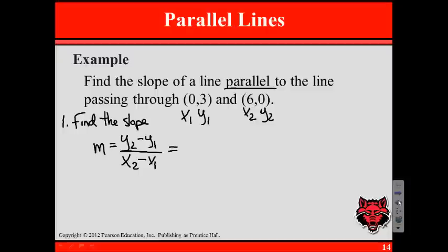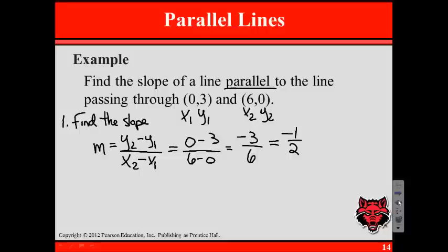We plug in our labeled values, 0 minus 3 all over 6 minus 0. The numerator gives us -3. The denominator gives us 6. And in this particular example, we can simplify the fraction. It will reduce to -1/2.